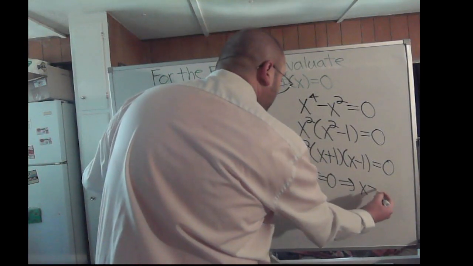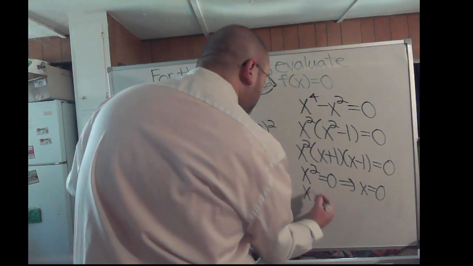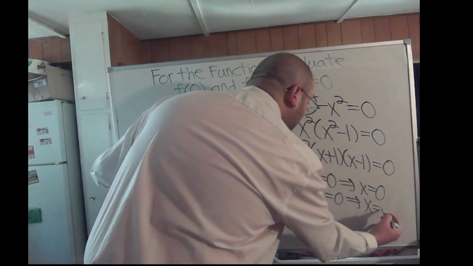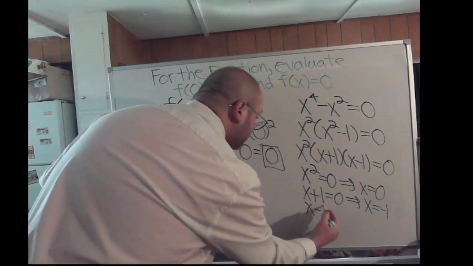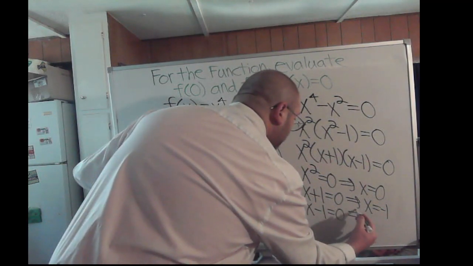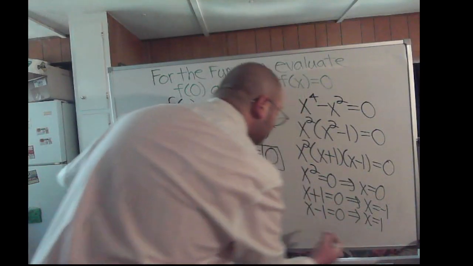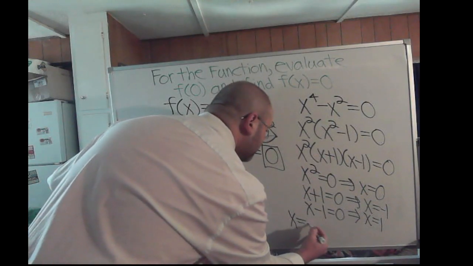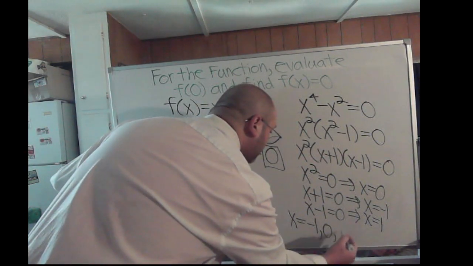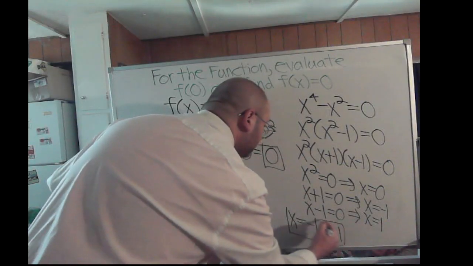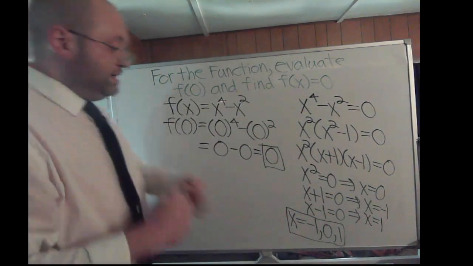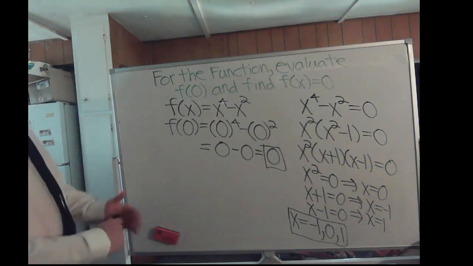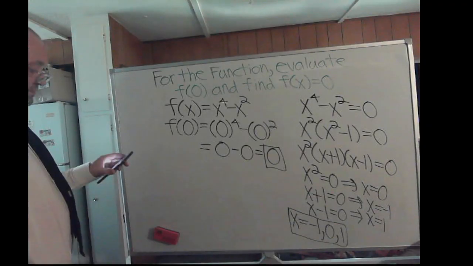Set x squared equal to 0. x would equal 0. x plus 1 equals 0, which means that x would equal negative 1. Set x minus 1 equal to 0, which means that x equals 1. So therefore, for f of x equals 0, you have three solutions: negative 1, 0, and 1. It's basically, again, just solving for the function being equal to 0.